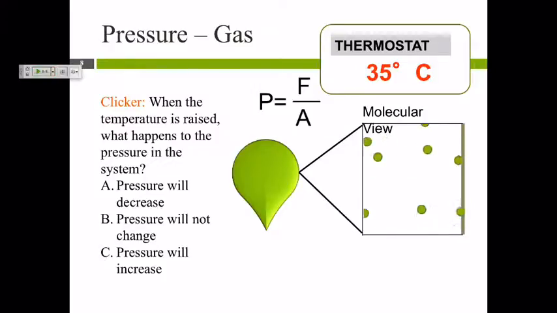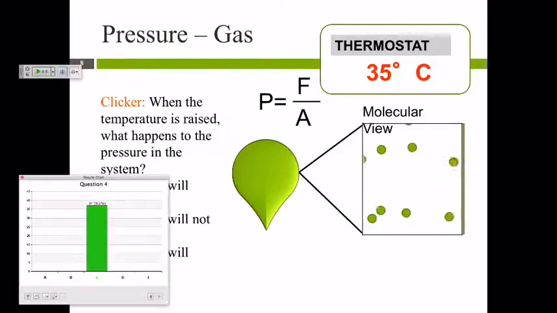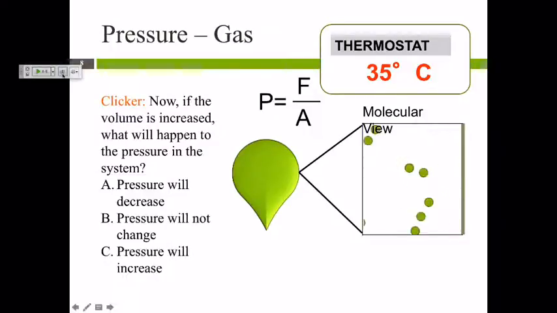What if we then were to expand the volume of that container? Same temperature, keeping it 35 degrees Celsius. What's going to happen to the pressure if we expand the volume that they're in? And I want you to describe at a molecular level what's going to happen. Talk to your group. Make sure you can explain it on a molecular level. What's changing?